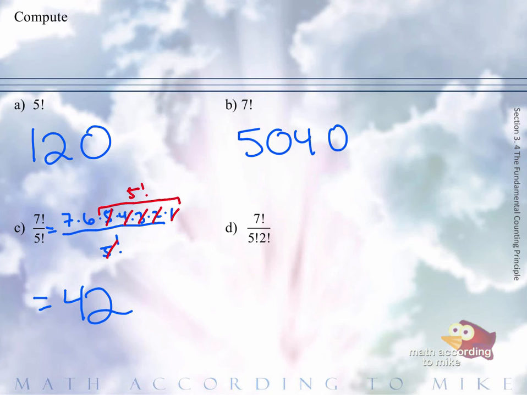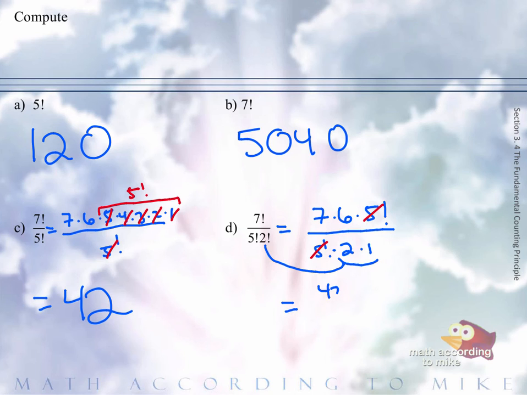And now for part D, same idea, 7 factorial is 7 times 6 times all the way down to 5 factorial. 5 factorial is downstairs, so those will just cancel. 2 factorial is 2 times 1. So, as before, there go the 5 factorials. And then upstairs we have 7 times 6, which is 42, and downstairs we have 2 times 1, which is 2. So 42 over 2 is 21.